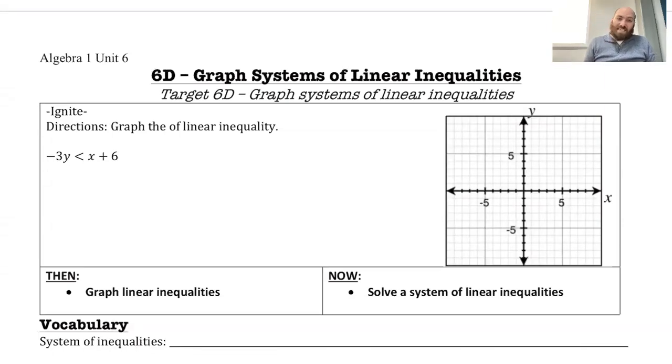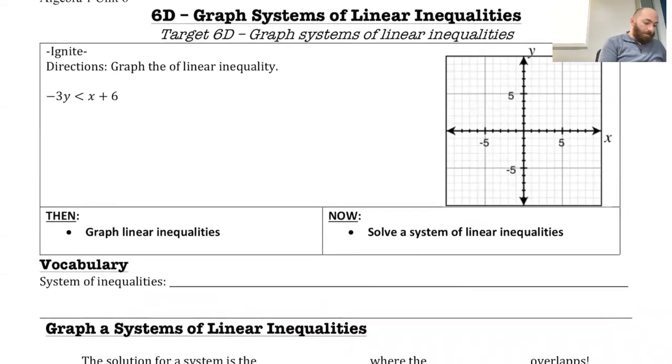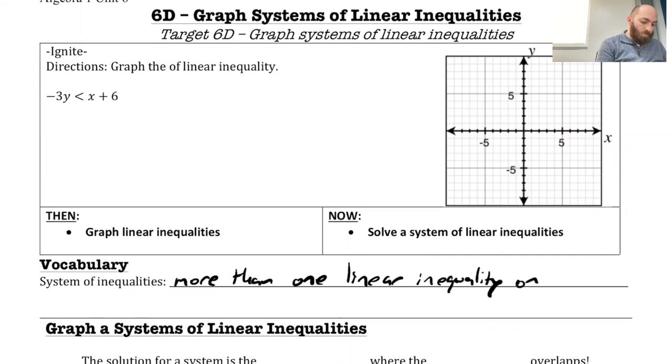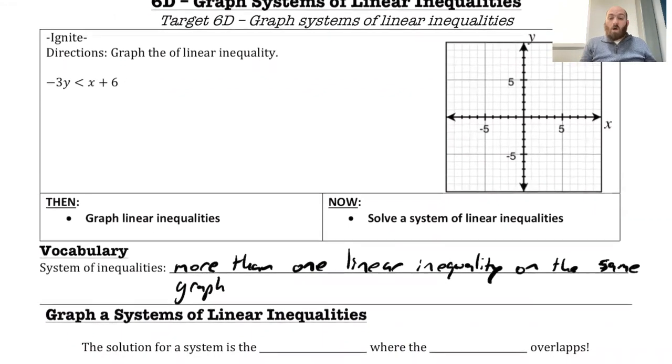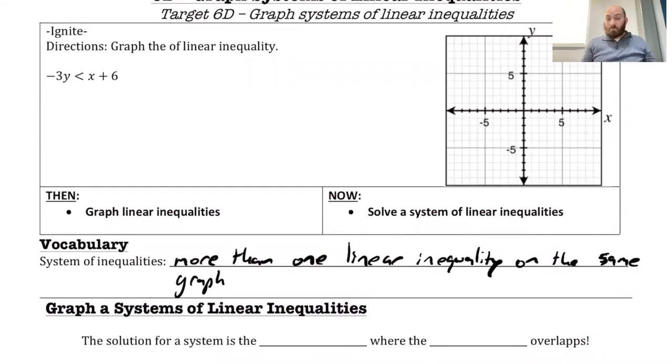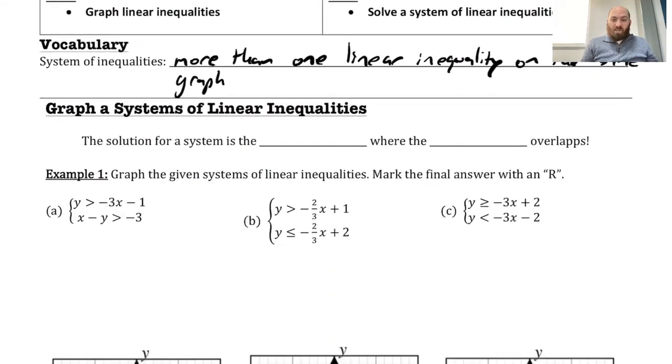Today we're going to be talking about 6D, graphing systems of linear inequalities. Okay, so let's first talk about what is a system of an inequality. This is when we have more than one linear inequality on the same graph. You can actually do a whole bunch. You can do 4 or 5 lines, it doesn't matter. But as long as we have more than one linear inequality on the same graph, that creates a system of inequalities.